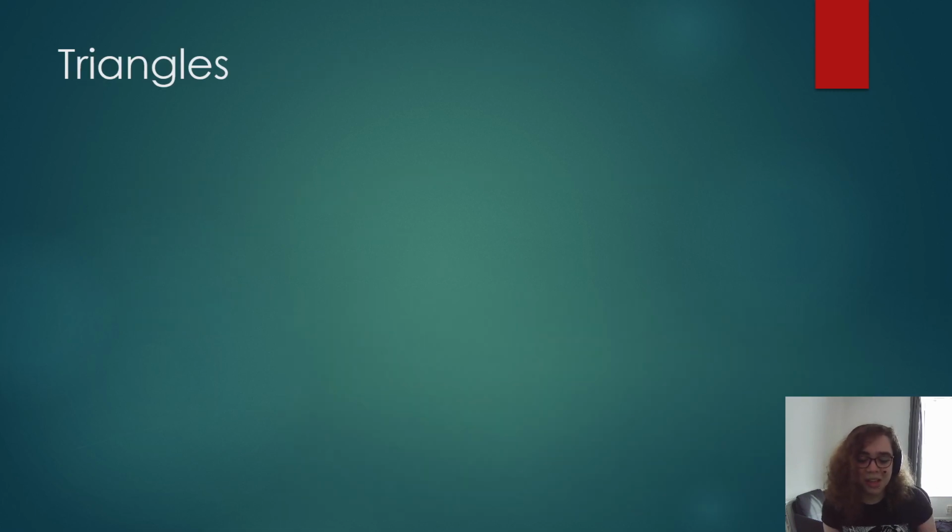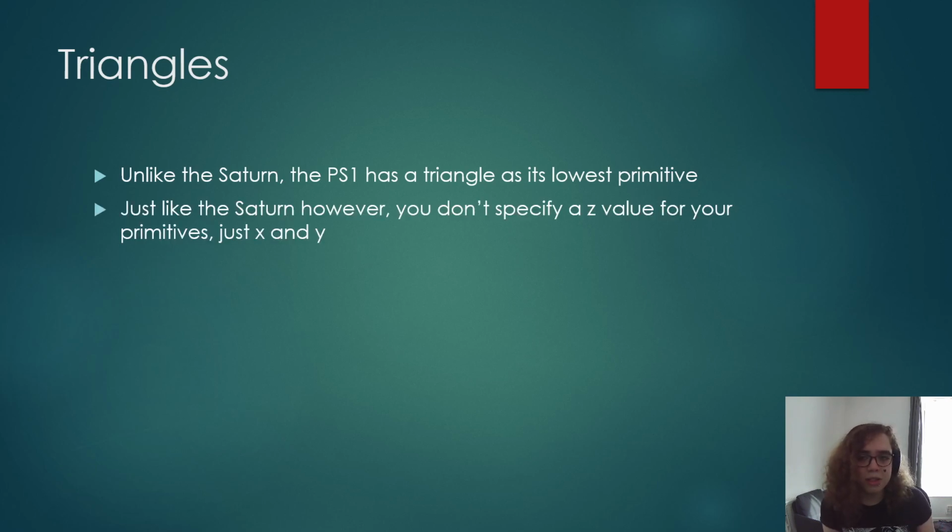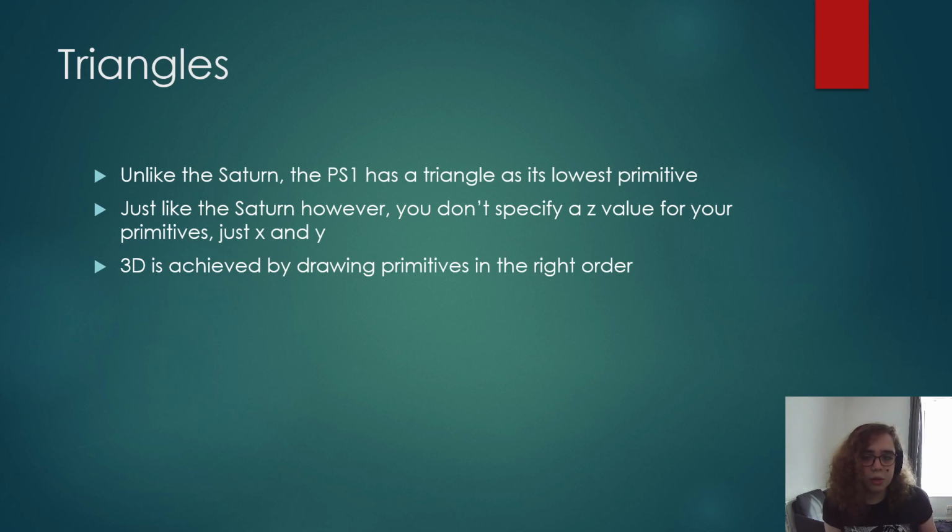So, triangles. Unlike the Saturn, the PS1 actually has triangles as its lowest primitive. There is an issue with this though, which is that just like the Saturn, you're not specifying a Z value. You're only ever specifying an X and Y value for where it should be drawn. And so once again, we do 3D by drawing primitives in the right order.